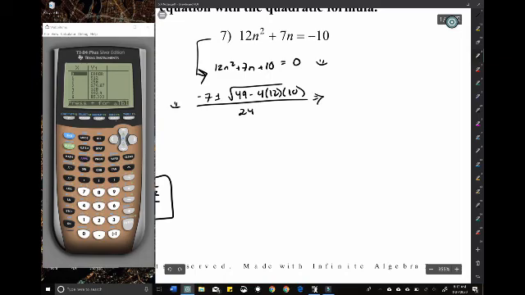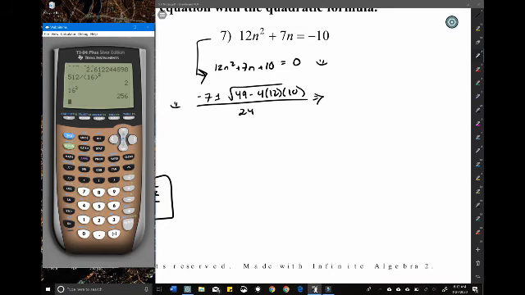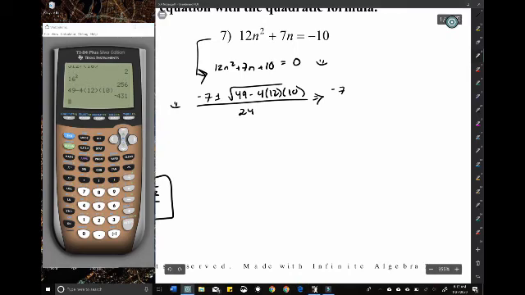Pat yourself on the back. Take care of that discriminant. 49 minus 4 times 12 times 10, negative 431, all over 24. Okay. Take care of the i roots of 431 all over 24. And this is fantastic. If you're at this point, be proud of yourself.